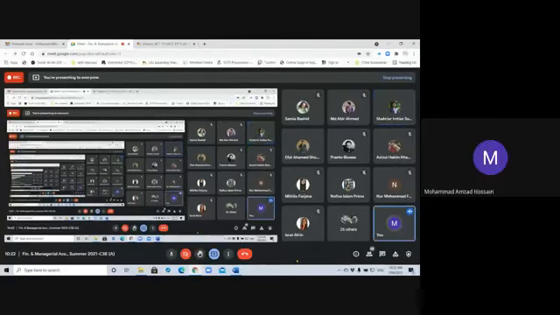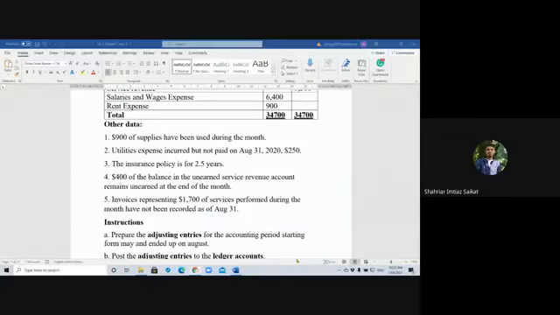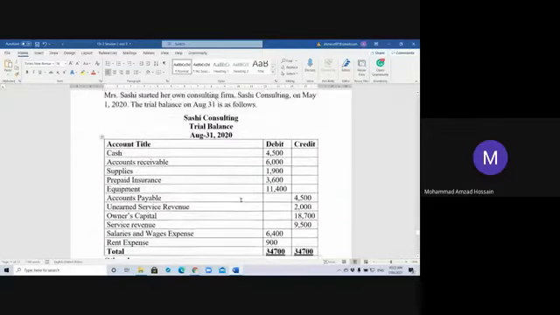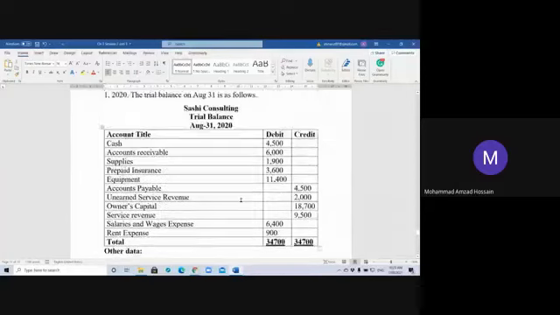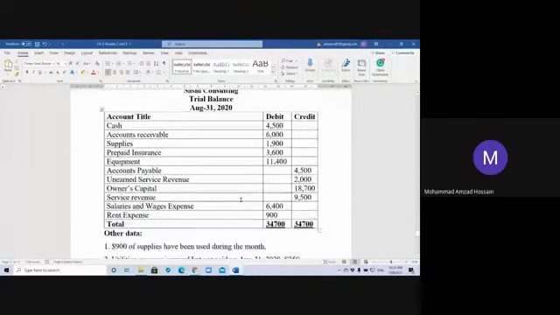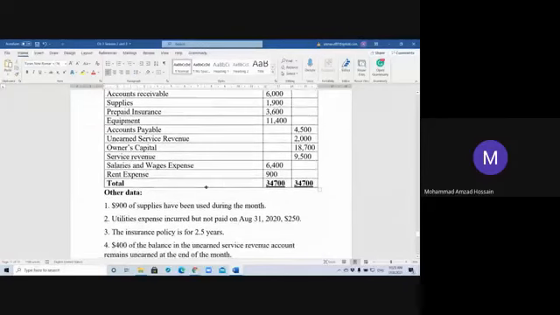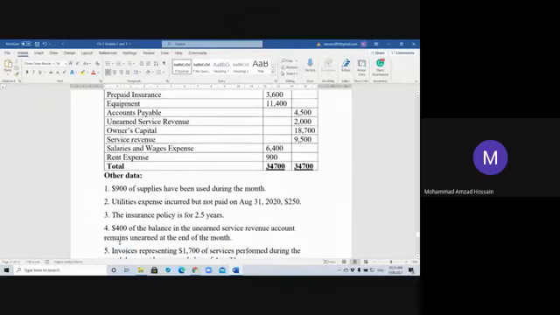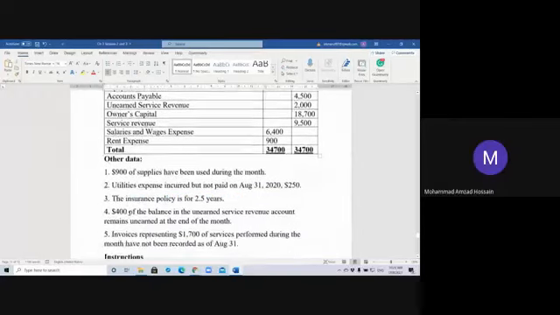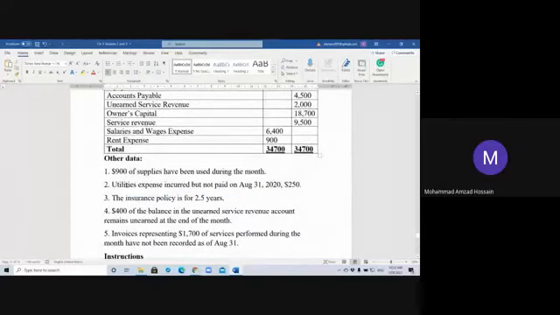Adjusting entry. Yes, adjusting entry. Then share with us. What will be the first one? 900 supplies have been used during the month. Okay, so there is the amount: supply expense debit and supplies credit 900. They have already given us the information regarding the use of supply, so I don't need to calculate anything. Supply expense will be debited by 900 and supplies will be credited by 900. Yes sir. And then utility expense incurred but not paid, so it is an accrued amount. Utility expense debit, utility payable credit 250.